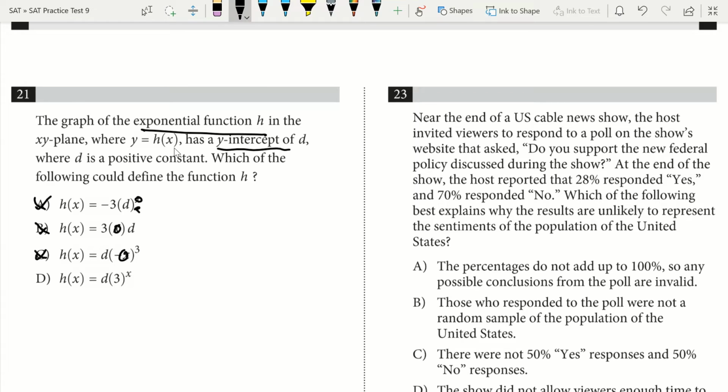I look at my last equation. I plug in 0 for x. 3 to the power of 0 is actually equal to 3, or I'm sorry, is equal to 1. 3 to the power of 0 is going to give me 1, so I get 1 times d. My answer is going to be D for 21.